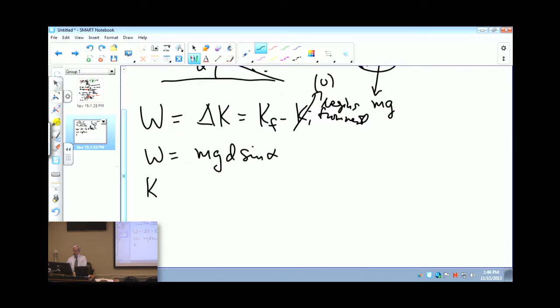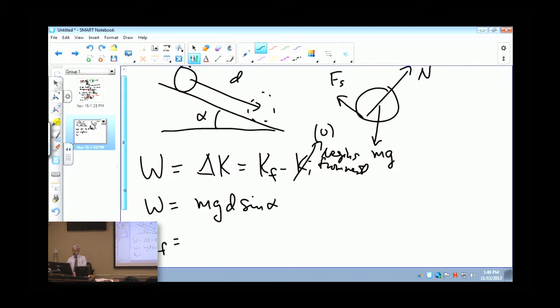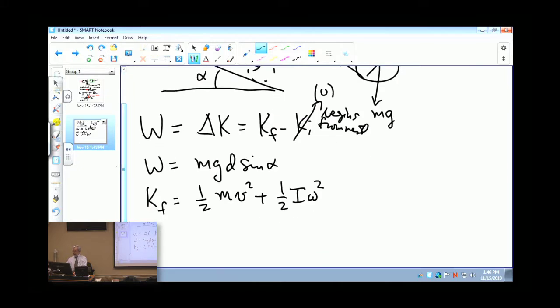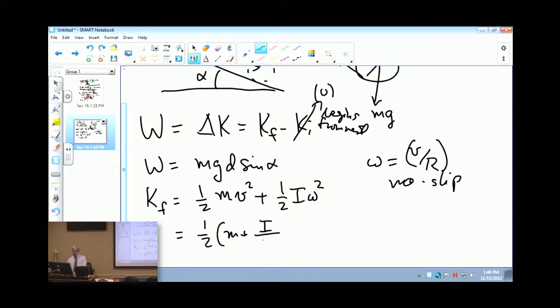And then the kinetic energy, well, it's a combination of translational and rotational motion for that body. So it's both translational motion of the center of mass and then rotation about the center of mass. But we have also, given the condition that it rolls without slipping. This is the no slip condition. So therefore we can rewrite this in terms of the velocity alone and not just the angular velocity.